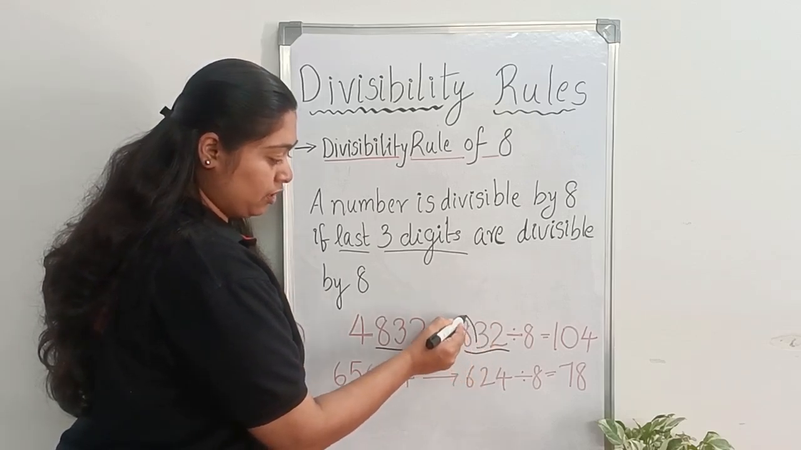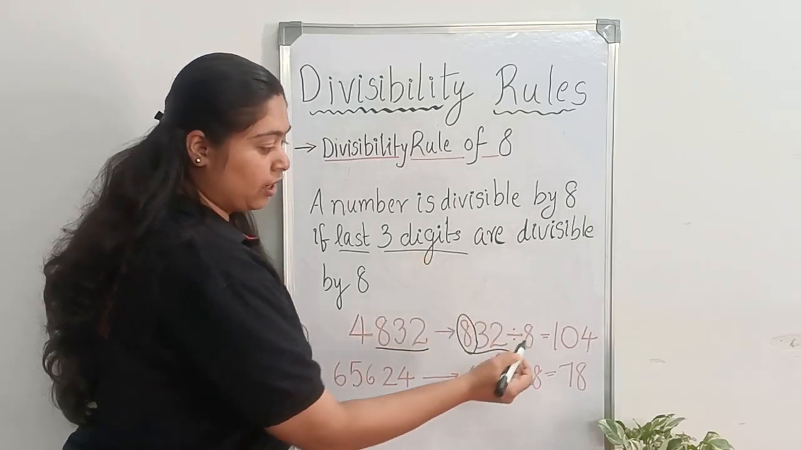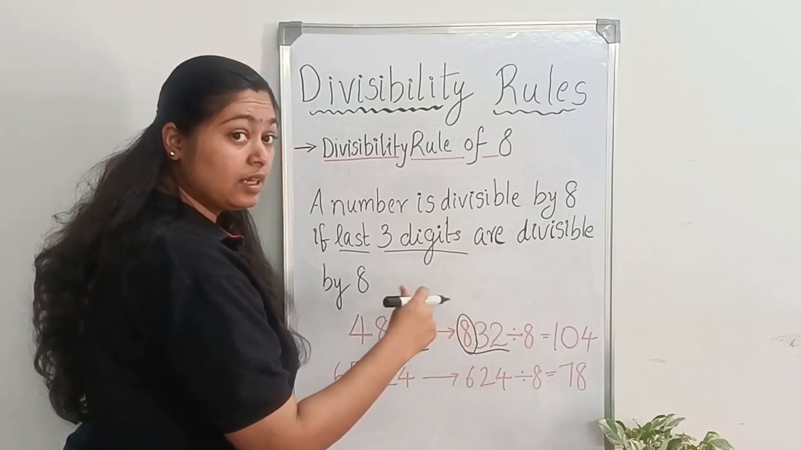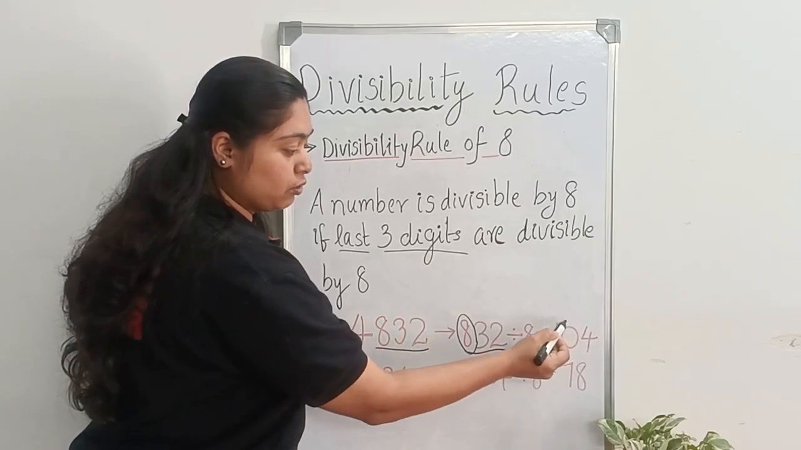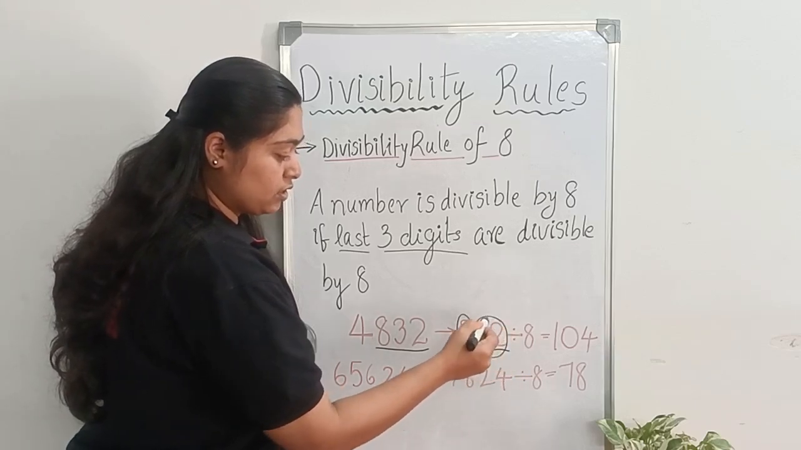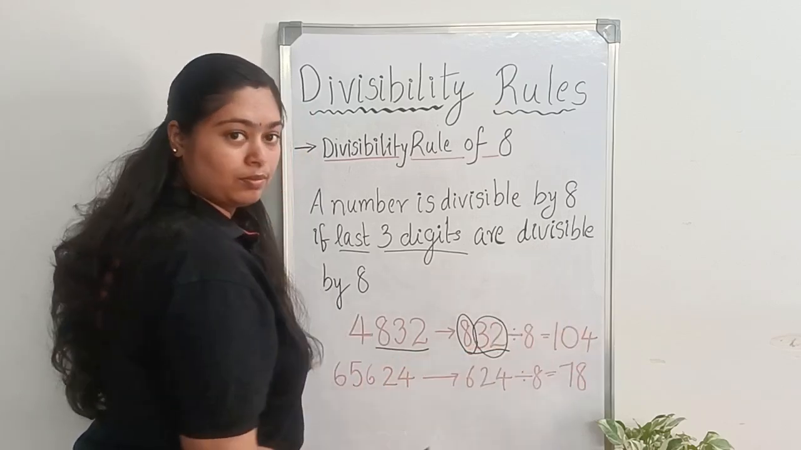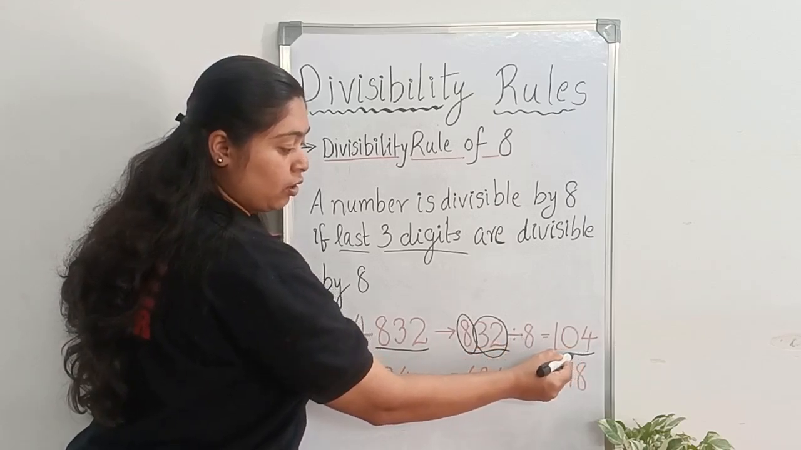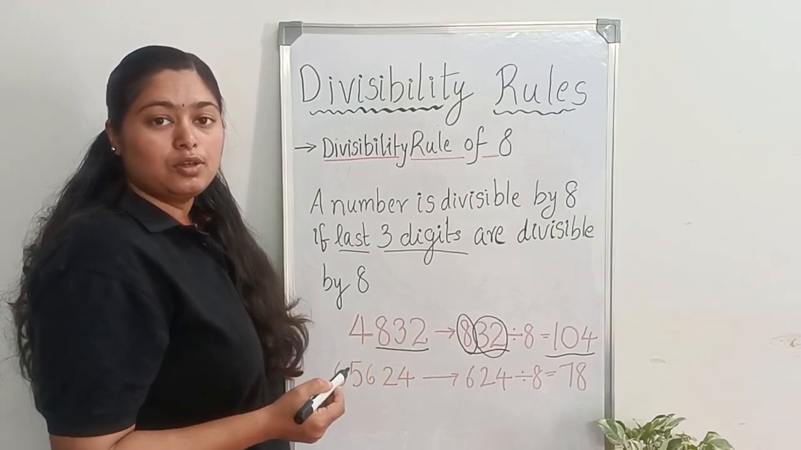I am going to take the first number 8. 8 divided by 8, I have written the answer 1. Now I am taking the second number 3. 3 alone I cannot divide by 8, right? So I just put a 0 because I cannot divide it by 8. Then I took the next two digits together, 32. 32 divided by 8 is 4. So 832 divided by 8, the answer is 104.